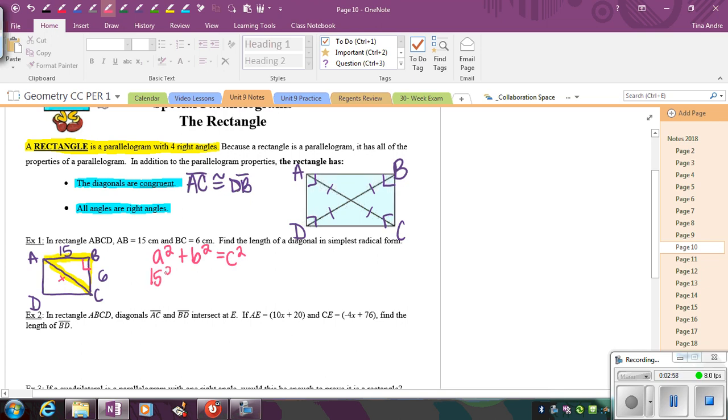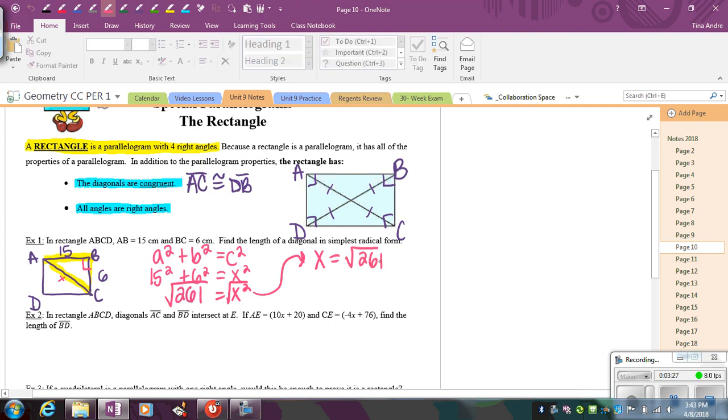I have 15 squared plus 6 squared equals x squared. I'm going to get these squares and combine them. So 15 squared is 225 plus 36, so I end up with 261 equals x squared. Then I'm going to square root both sides. So I'm just going to rewrite that up here: x is going to be equal to the square root of 261.